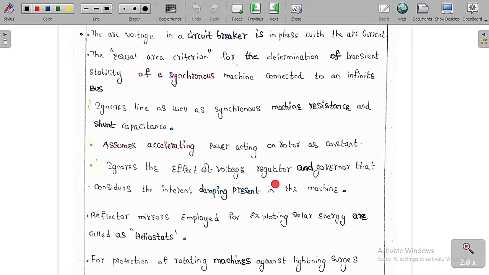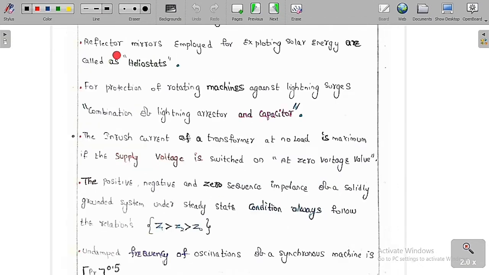We also have to ignore the effect of the voltage regulator and the governor that considers the inherent damping present in the machine. So basically we have to ignore them.